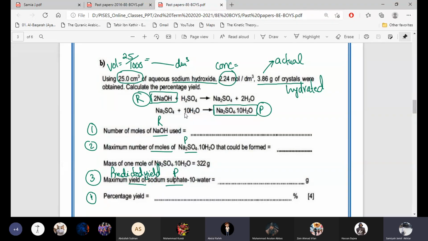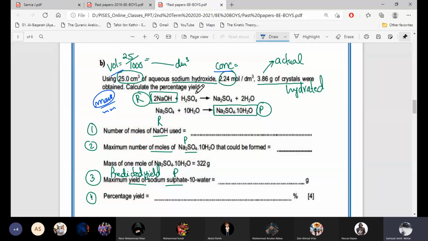Which formula will we use? Mass over molar mass. Is the mass of NaOH given to you? No, ma'am. Concentration times volume. Yes, remember this. For the formula mass divided by molar mass, you must have the mass of NaOH, which is not given. For NaOH, only volume and concentration are given, so you can use both of these.